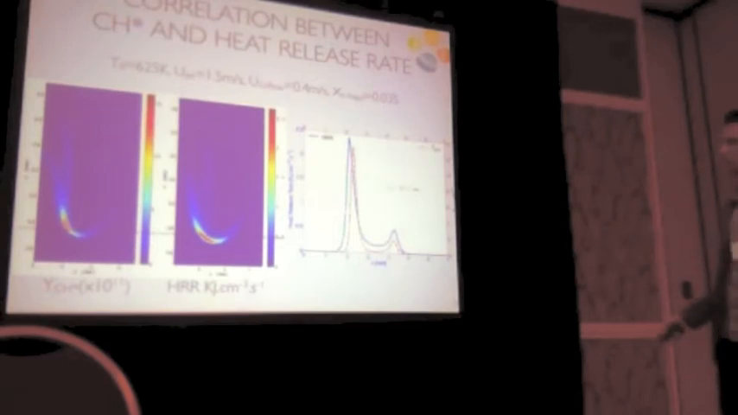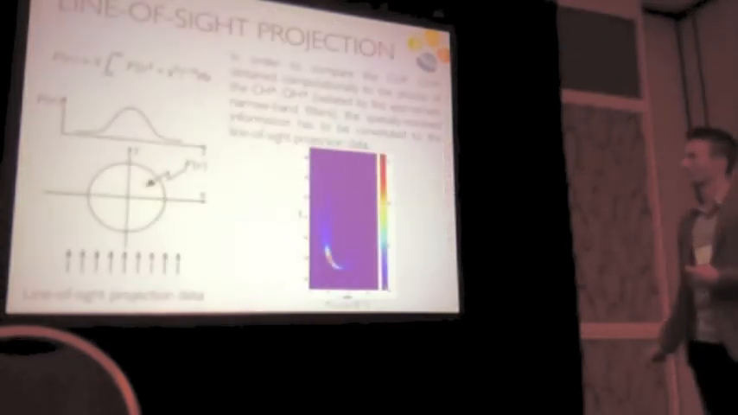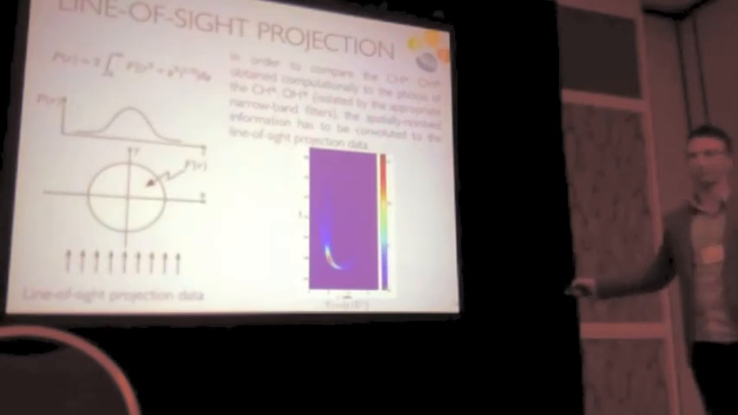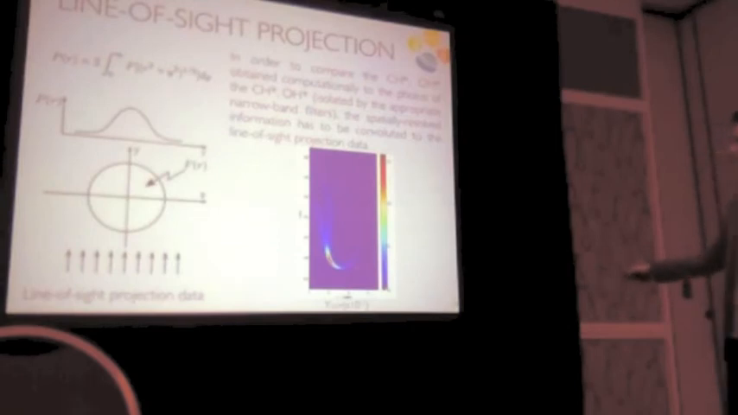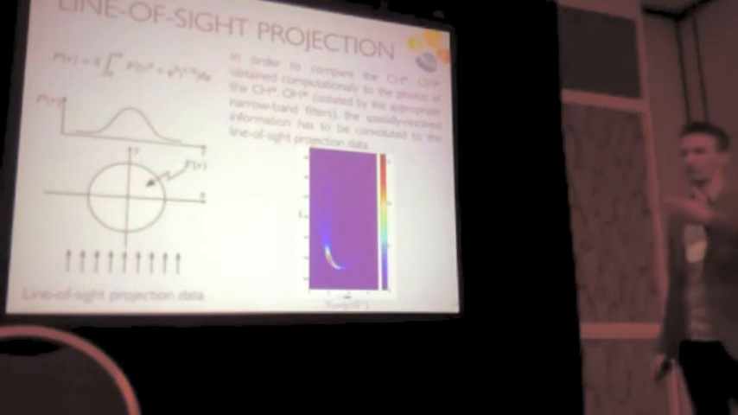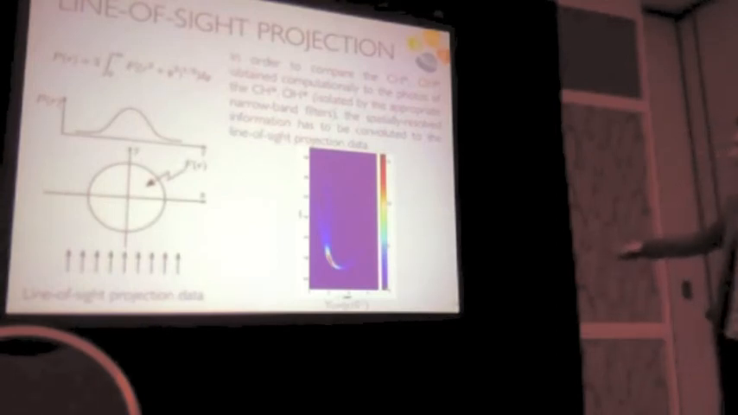Now, to compare these results from the numerical simulations with the actual photograph, a photograph of course doesn't look like this. I have to line-of-sight integrate the results around the axis of symmetry here. So how would this look like? This is like an XY cut.